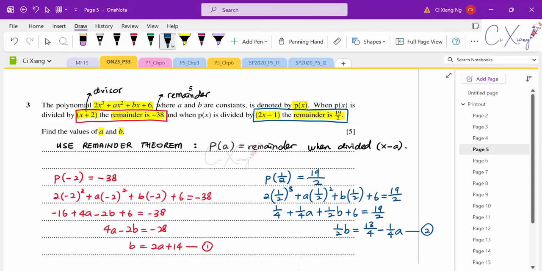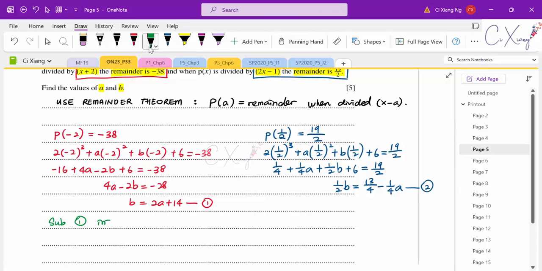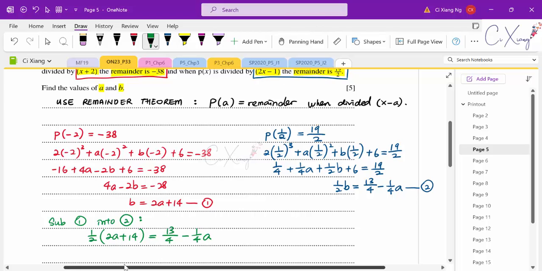So next, what we are going to do now is solve the equations simultaneously. So you can substitute equation number 1 into equation number 2. So this is what I'm going to do now. Substitute equation number 1 into equation number 2. I'm having half b, so b is 2a plus 14 from equation number 1, equals 13 over 4 minus 1 over 4a. And then you slowly simplify it.